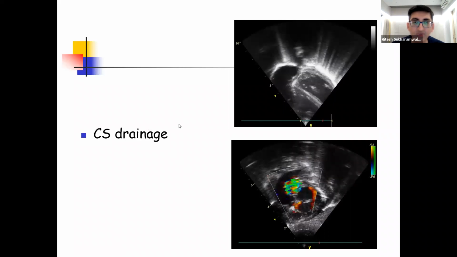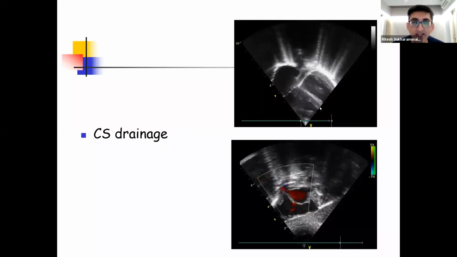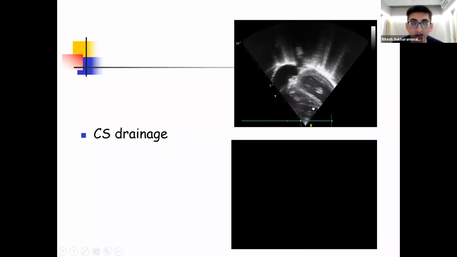And another structure which opens into the right atrium, or which defines the right atrium, is the coronary sinus. Coronary sinus is basically the drainage of the coronary arteries. What we can see over here is the four chamber view, and we go to the most posterior part. In the posterior left AV groove, the coronary sinus opens into the chamber that is the right atrium. Coronary sinus can never open into the left atrium. When it opens into the left atrium, it is a different entity that we will learn later.